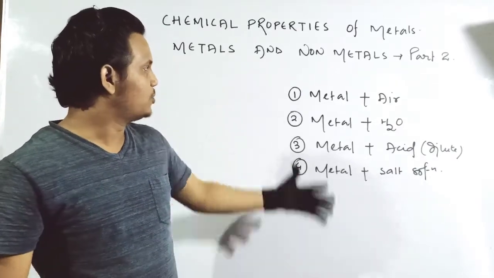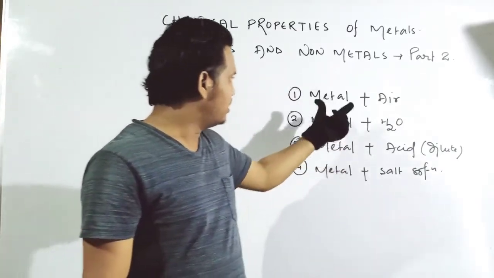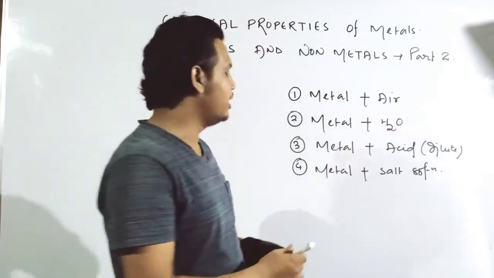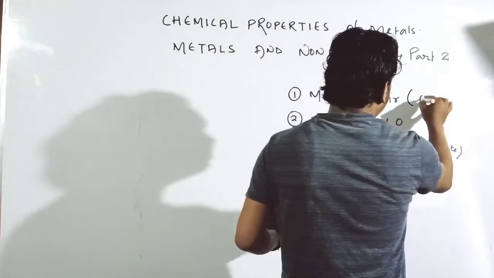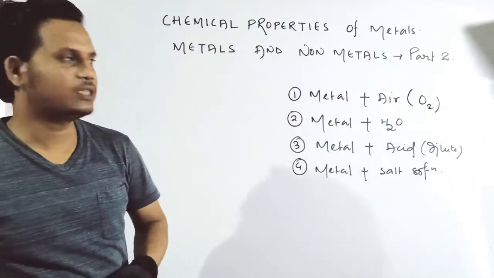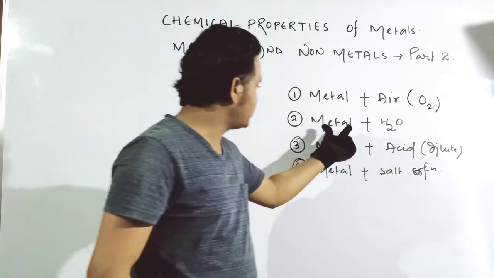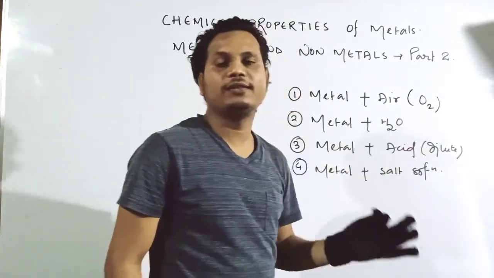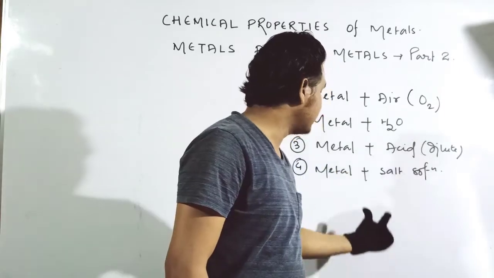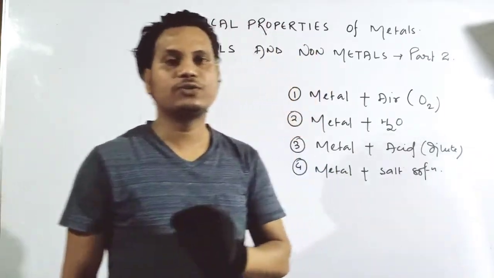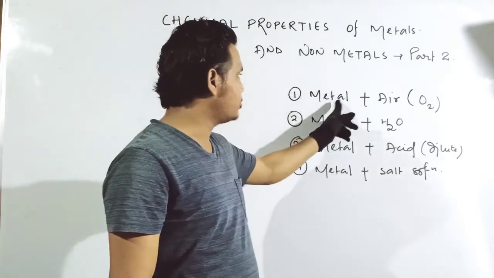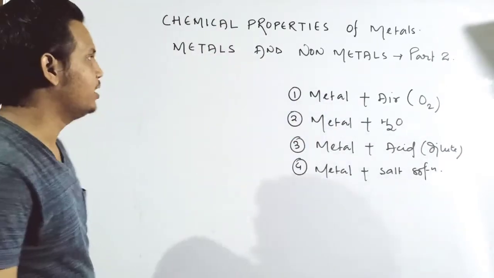Okay. So in this unit we will learn how metals react with air. Air means basically we will take oxygen. Reaction of metal with oxygen. Then we will study reaction of metal with water, then with dilute acid and with salt solution. So let us start. First one, reaction of metal with air.